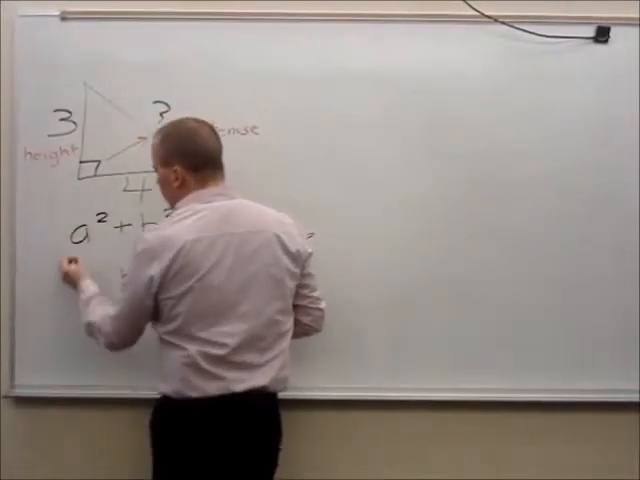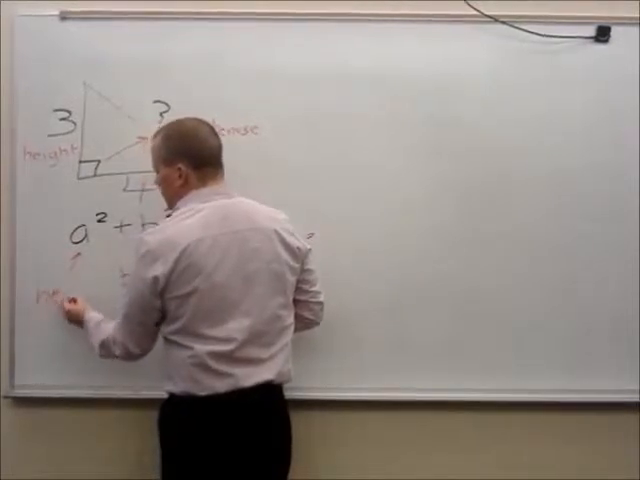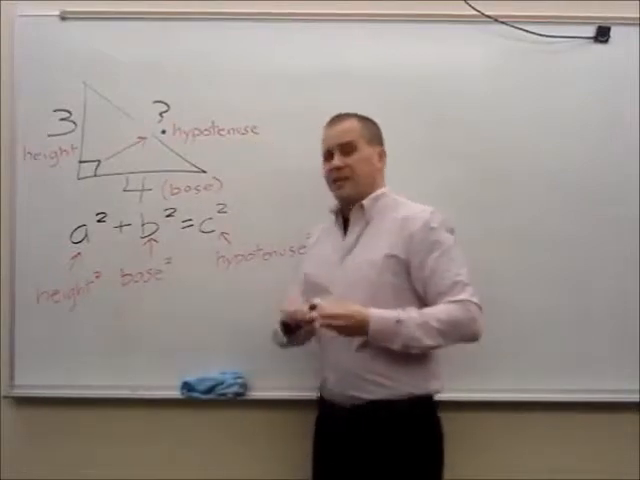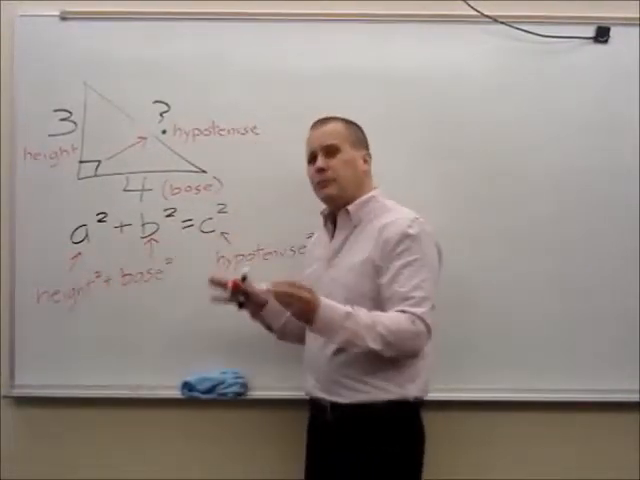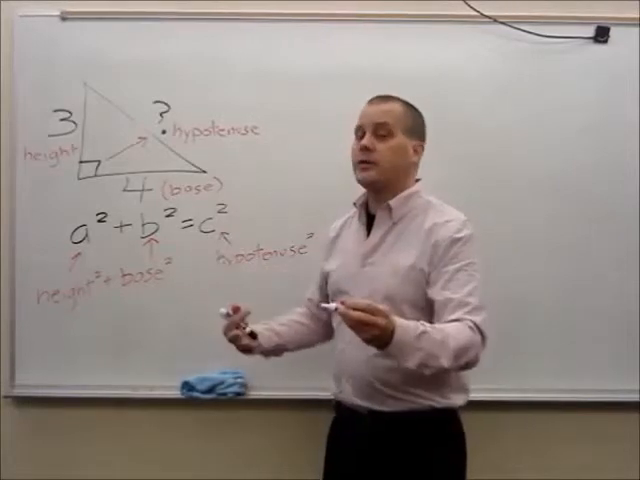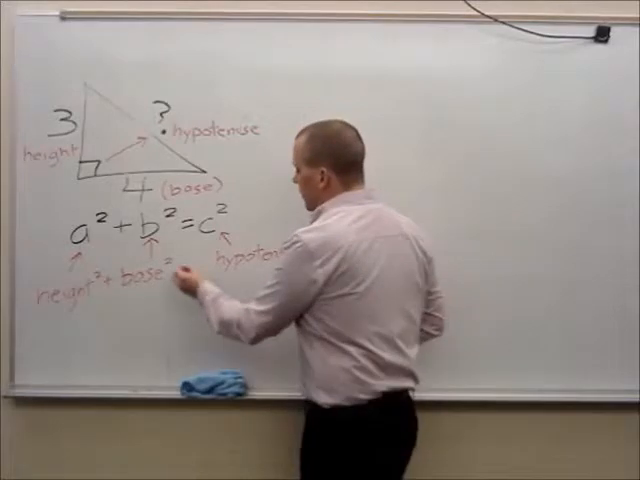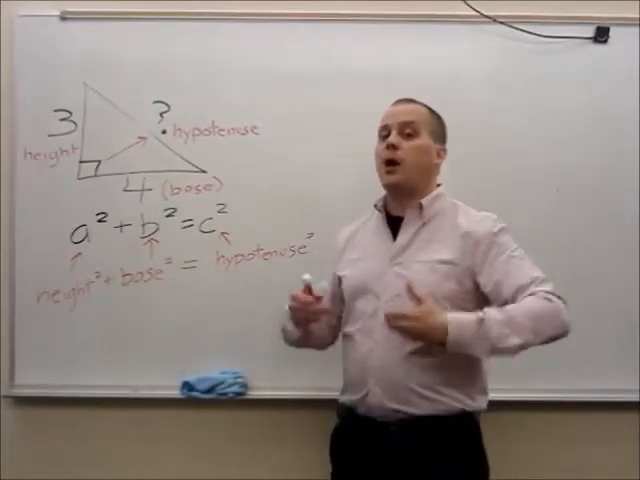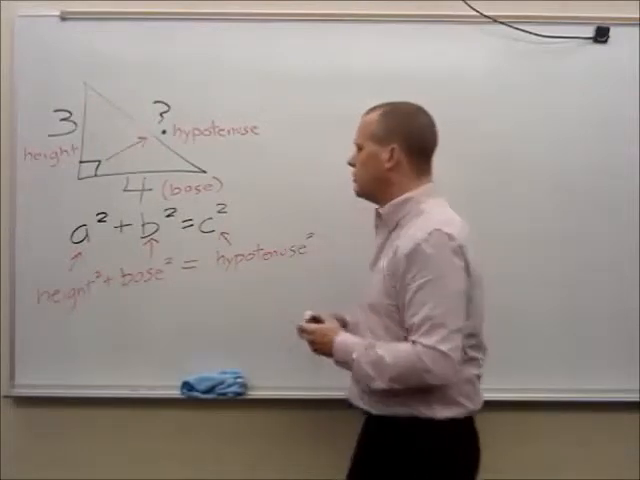And so basically what I do here is my A value is height. And I'm going to square that. So the Pythagorean theory basically states this. I'm going to take the height, I'm going to square it. I'm going to add it to my base, and I'm going to square it. And that's all going to equal my hypotenuse squared. So I'm going to walk you through this problem. I'm going to show you how this works.